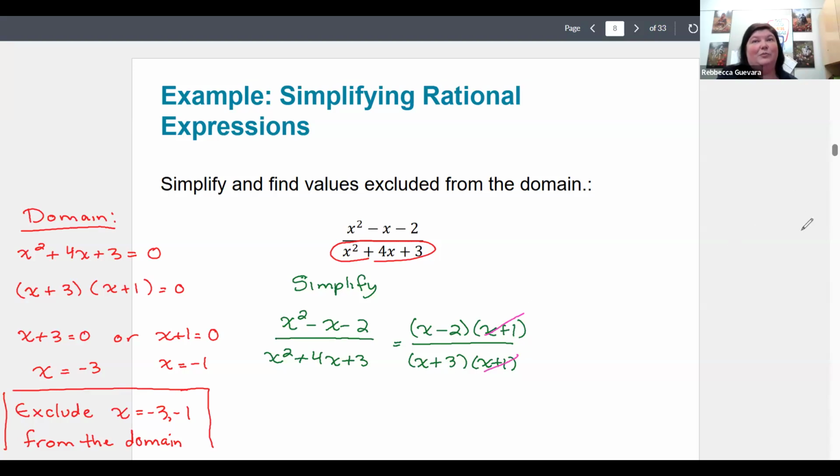So sometimes you might go through this process and realize that you can't simplify. So just bear that in mind. Not every rational expression can be simplified. But we're going to be left with x minus 2 divided by x plus 3. Kind of missed the term there. So this is my simplified form.